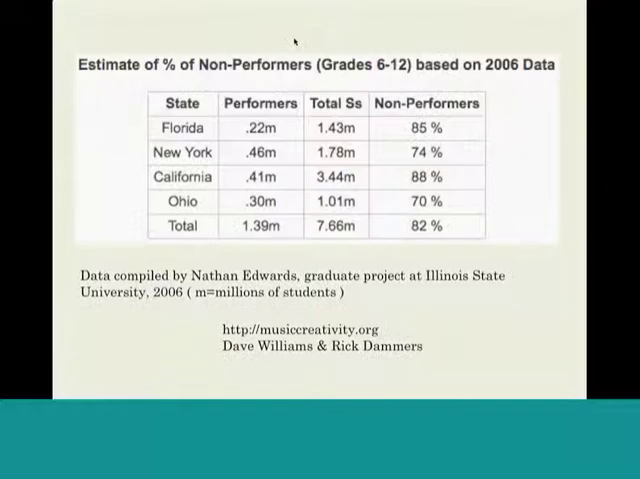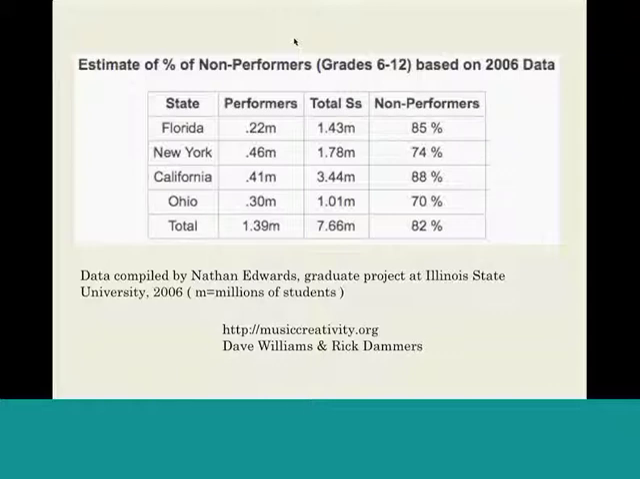Why change that? Well, here's some data compiled by a student at Illinois State, Nathan Edwards, and put together on the website by Dave Williams and Rick Dammers, who, by the way, have a session later today at 2 p.m. This gives you some idea of the performance programs available in this country today and how many students are not participating in bands, orchestras, and choirs. On average, about 80% of the population does not participate.